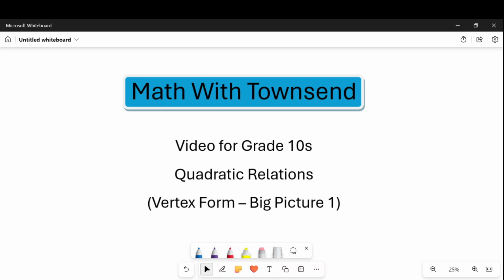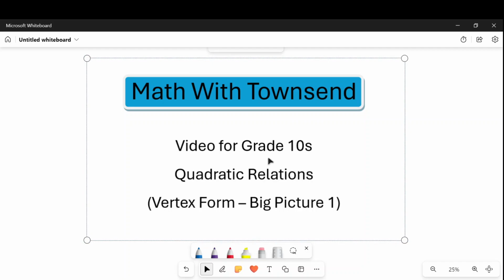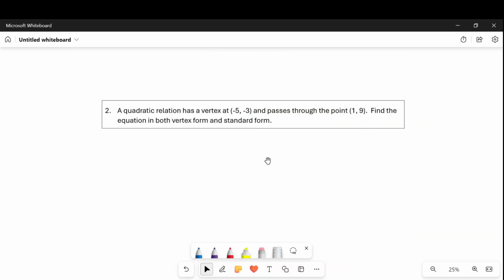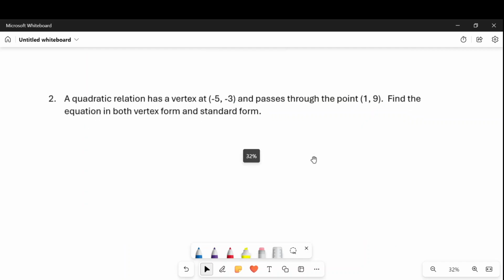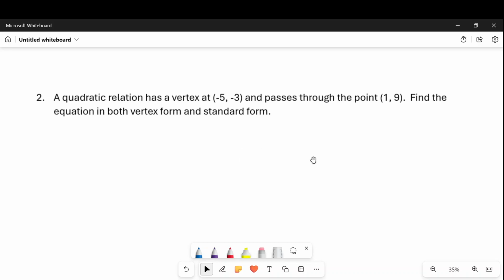For grade 10 students, we're looking at the quadratic relations unit. Let's do one specific question. Here it is. It says a quadratic relation has a vertex at the point -5, -3, and it passes through the point 1, 9. Find the equation in both vertex form and standard form.